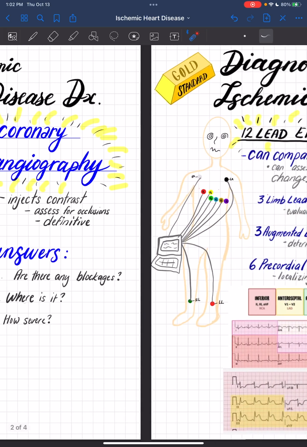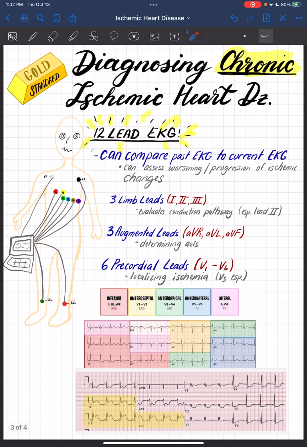The next one we're going to talk about is chronic ischemic heart disease. So for chronic ischemic heart disease, we're going to look at 12-lead EKGs. Why? Because we want to be able to compare their past EKG to their current EKG to assess if there's any worsening or progression of ischemic changes.